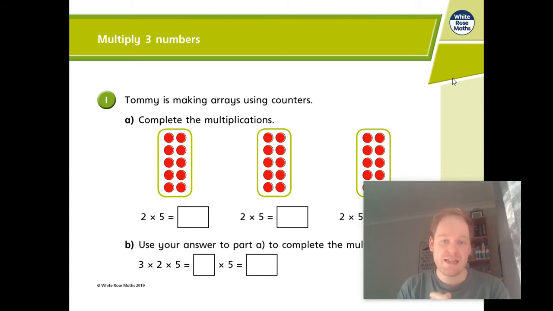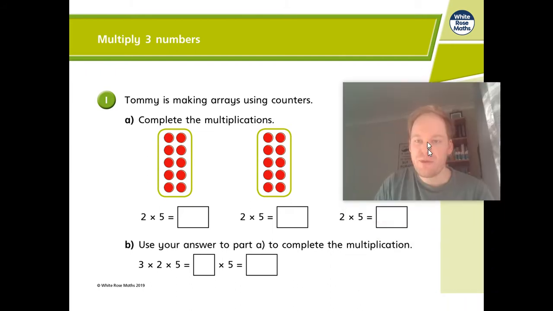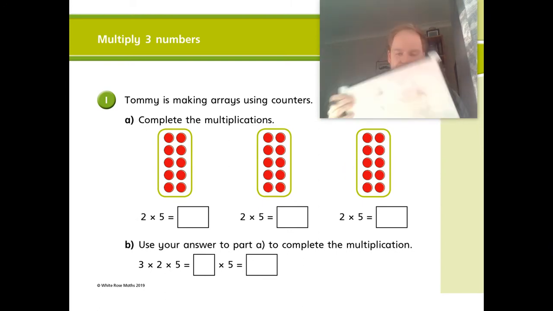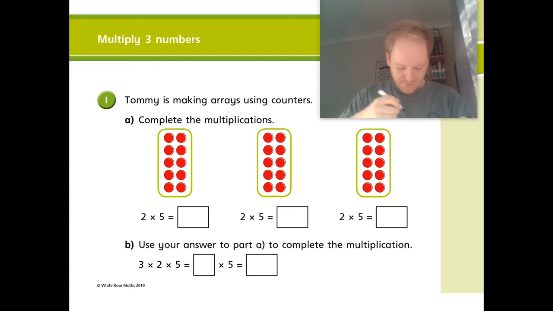Okay, so Tommy is making arrays using counters. Complete the multiplication. So 2 times 5 you should be well able to do. Using your answer to part A, complete the multiplication sum below. Now today we're multiplying 3 numbers together. So you've got 2 times 5, you should be able to work out, is 10. Okay, so 2 times 5 is 10.